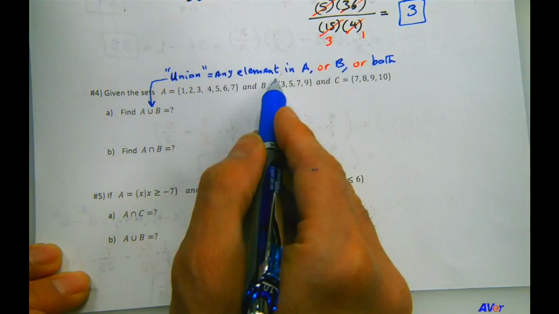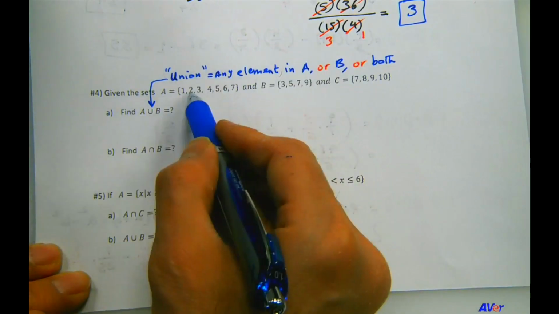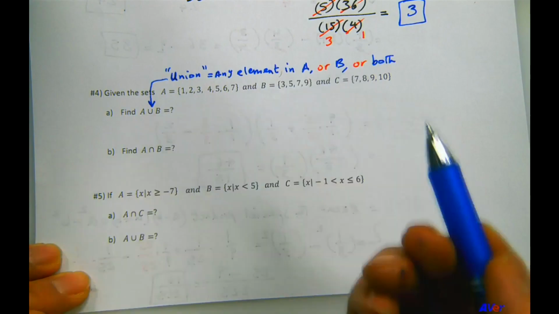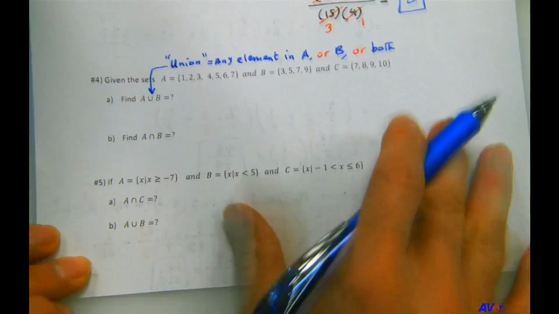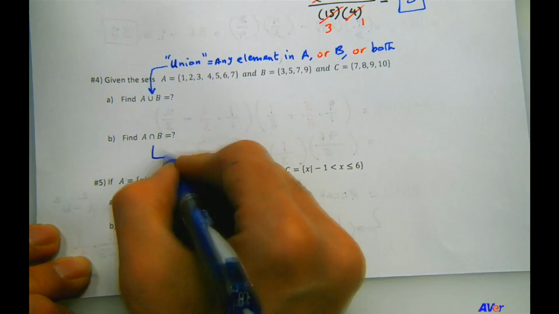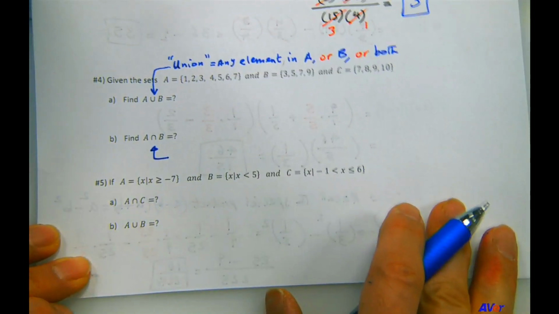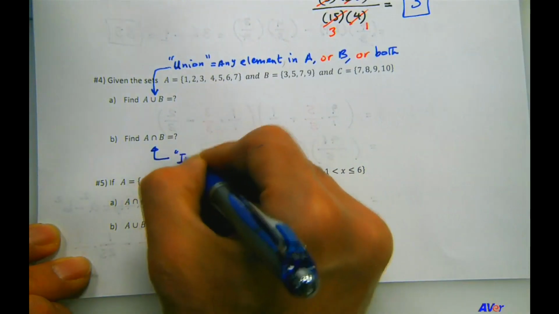Any element that's either part of set A or part of set B or both. It's part of both. The intersection, that one, that symbol, is called the intersection.